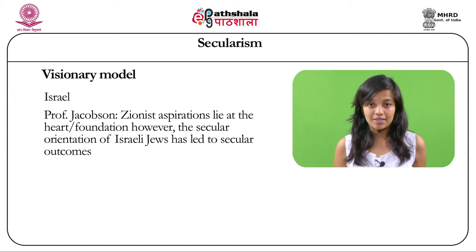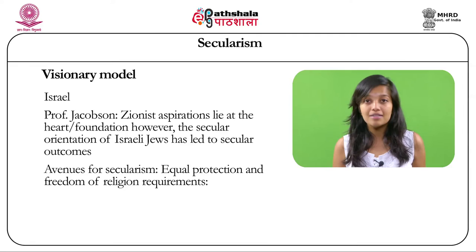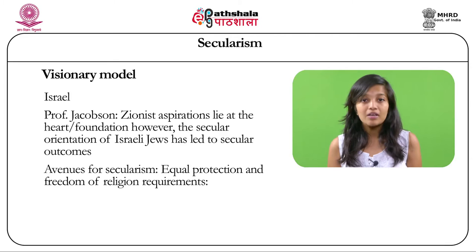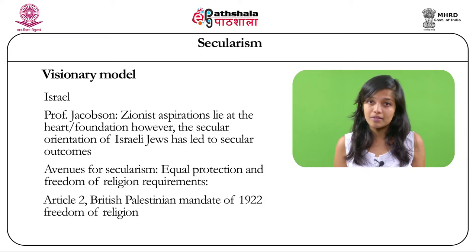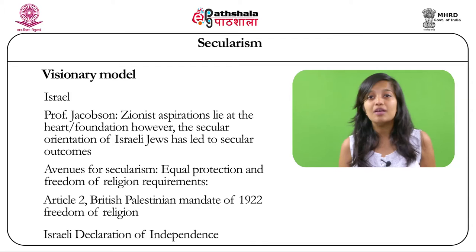These avenues of secularism are created because they do exist despite there being an official religion. Equal protections for freedom, equal protections for citizens, and the idea of freedom of religion within the territory of Israel itself. The examples that can be pointed out are as early as 1922, in Article 2 of the British Palestinian Mandate, freedom of religion was provided to all individuals within the territory. And scholars also point to the Israeli Declaration of Independence, which at its foundation also guaranteed the freedom of religion.